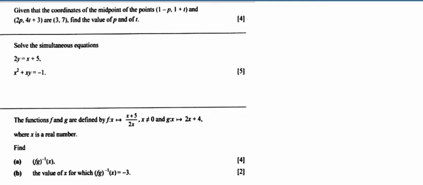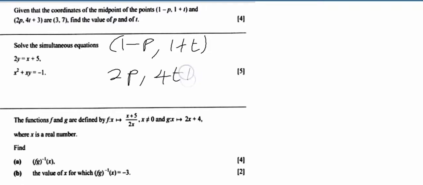So in this question we have been given the coordinates, which is 1 minus p, 1 plus t. Then apart from this one, we also have been given 2p, 4t plus 3. So we need to label these coordinates. So this one is going to be my x1, then this one is going to be my y1, this one is going to be my x2, then this one is going to be my y2.